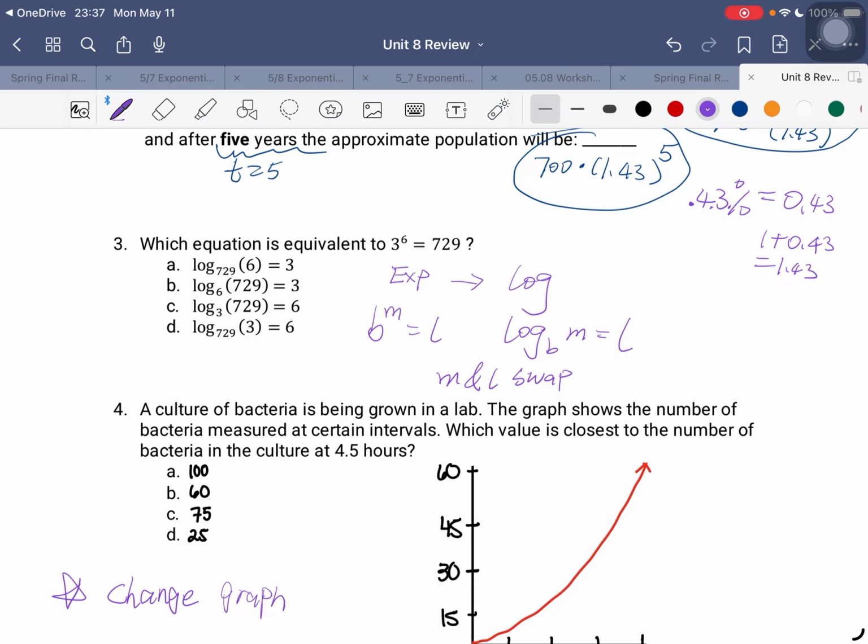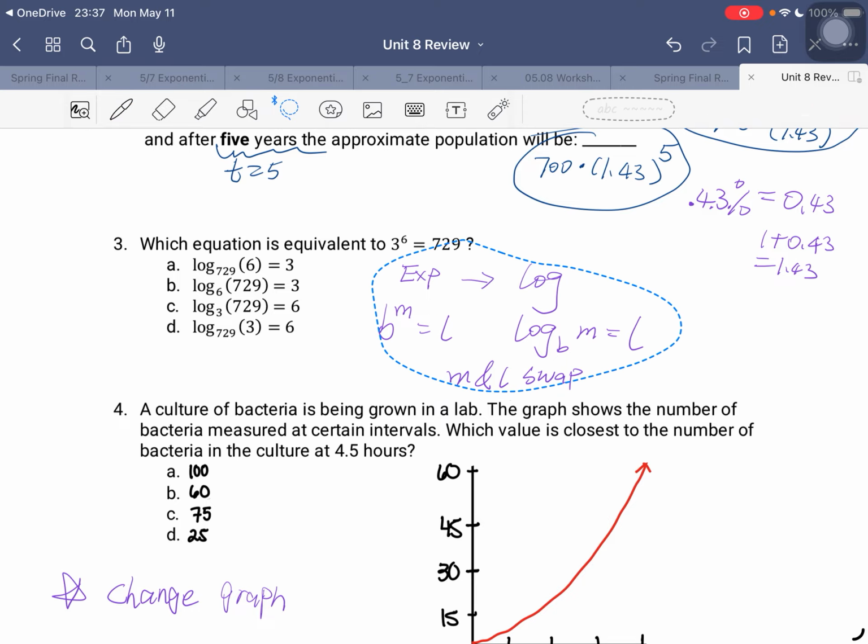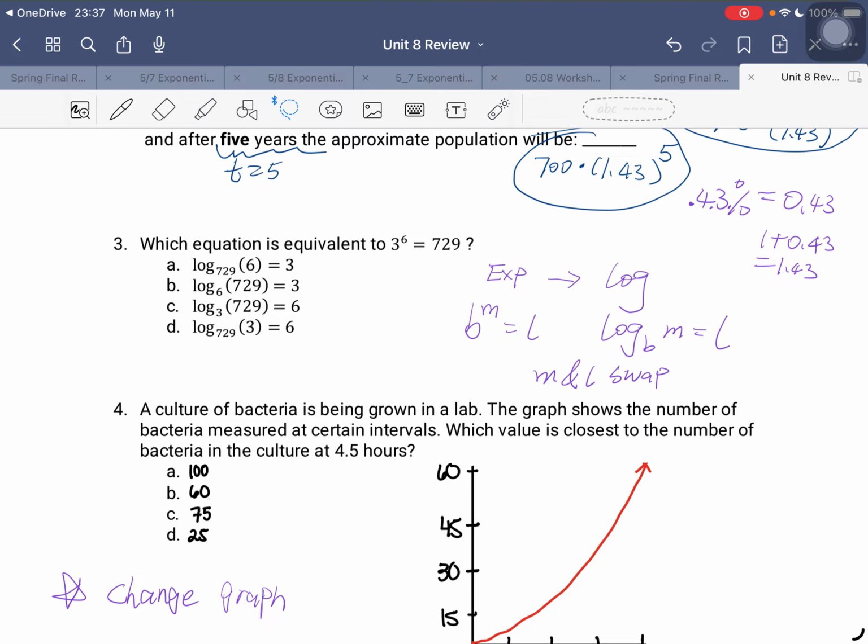Now let's see. I need to write down the big B, the base, middle, last. For log it will be log base is 3, and then last to middle, middle to last. So you should be able to figure out the answer. Last to middle, middle to last. You need to tell me what to put in these two parentheses.